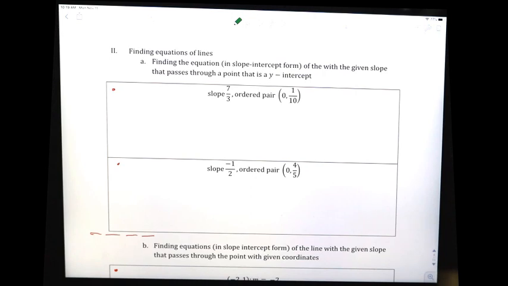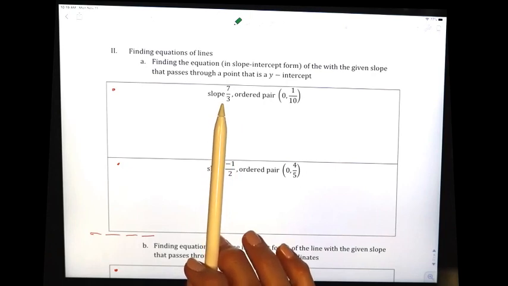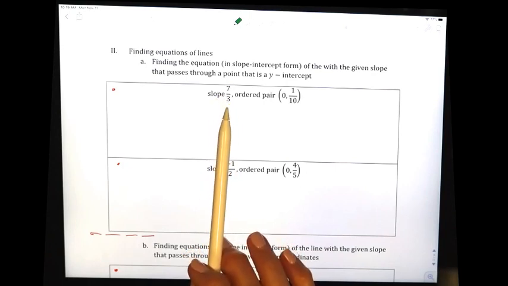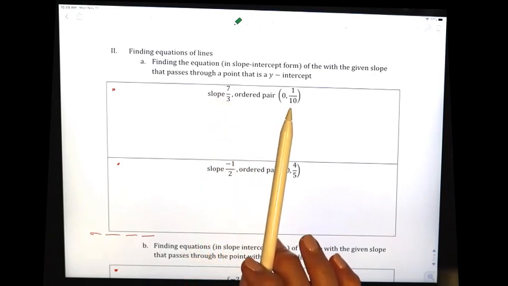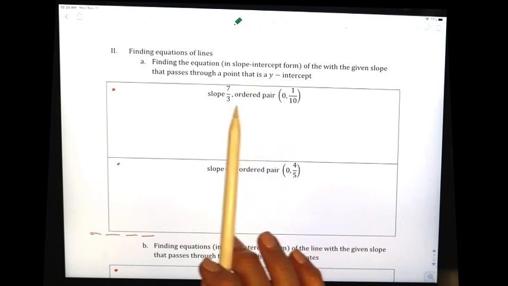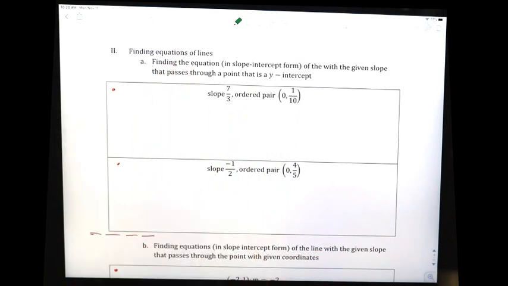Today I wanted to talk with you about finding or writing equations of lines if you know some things about the line. As you look at this first example, you can see that I know the slope of the line and I know a point on the line, but I don't have the equation of the line. So that's what I'm looking for, is the equation of the line.